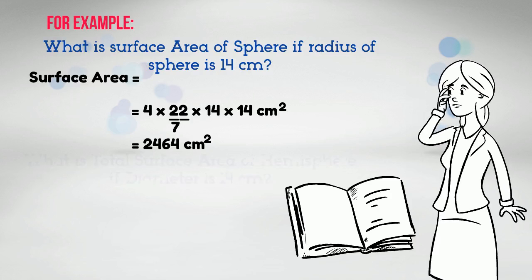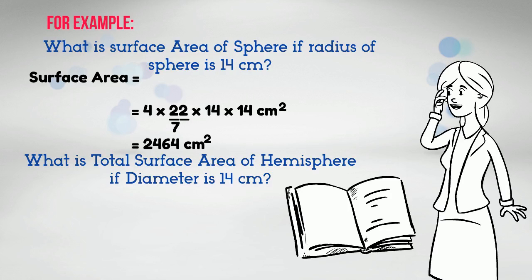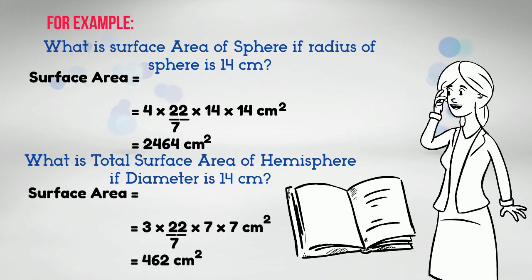If we have to find out the total surface area of a hemisphere, if the diameter is 14, the radius is going to be half of the diameter, so it's going to be 7 centimeters. So our surface area is going to be 3 pi r square. When we put the values in, our answer comes to 462 centimeters square.